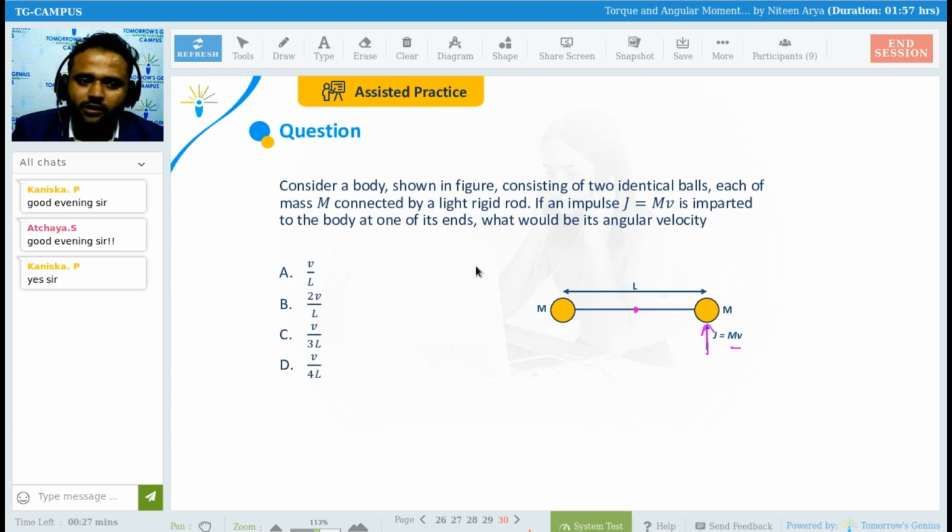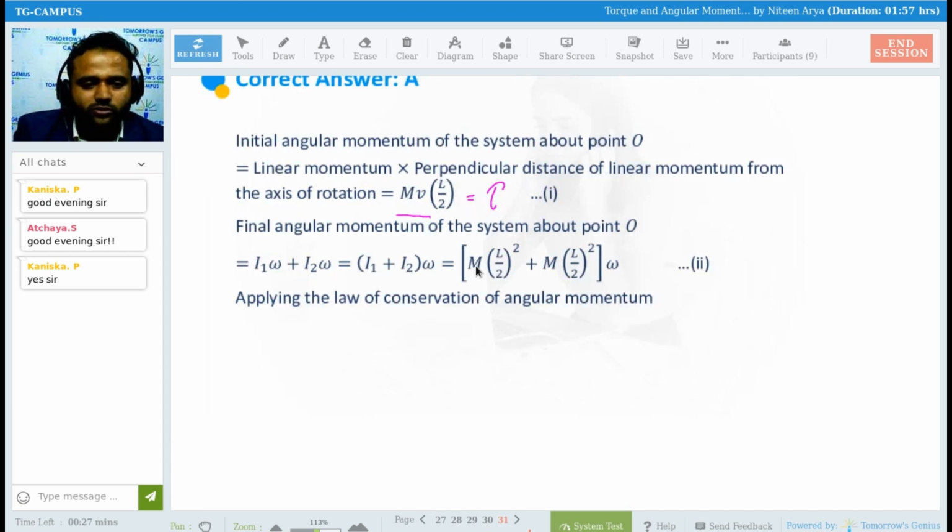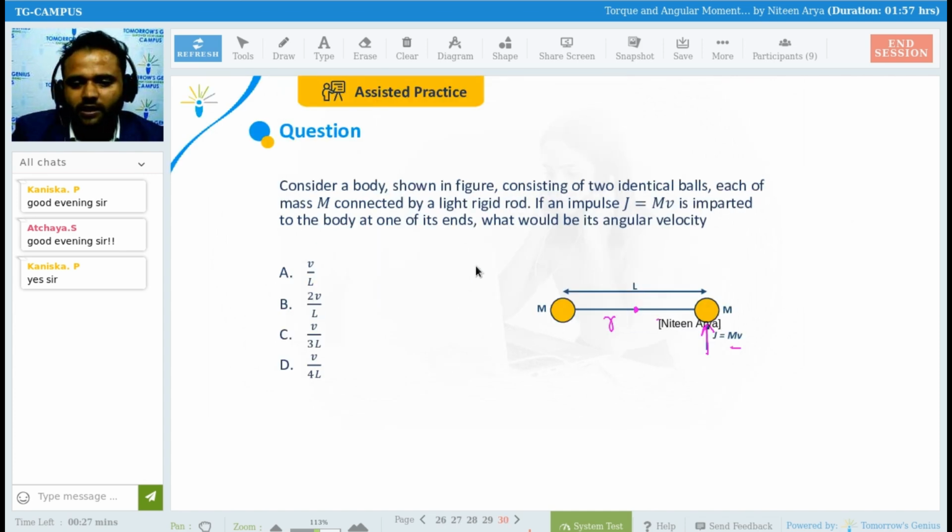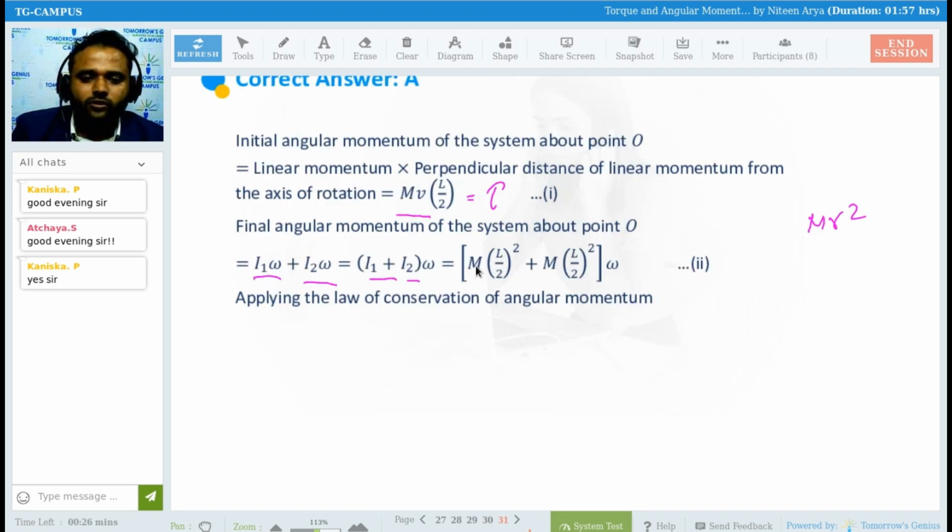So I1 omega 1, I2 omega 2. We are going to find the final angular momentum of the system about point O, I1 omega plus I2 omega, because with omega it is going to rotate. I is ml square by 2, and then simply mr square. Why mr square? Because this is my r, this is my r, and that is L by 2, and that is L by 2 simply. So for this one mr square, for this one mr square. That is equation 2.